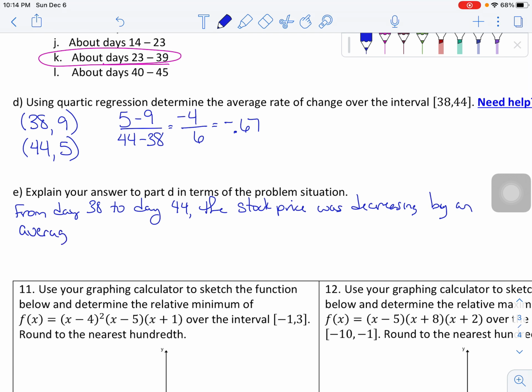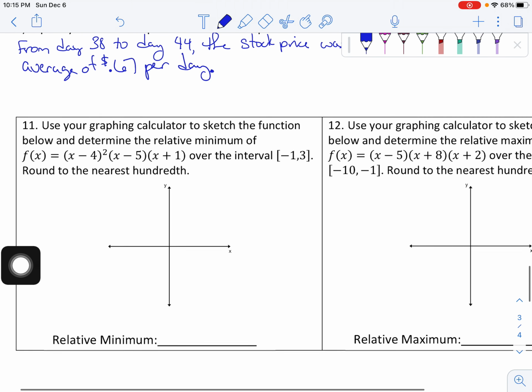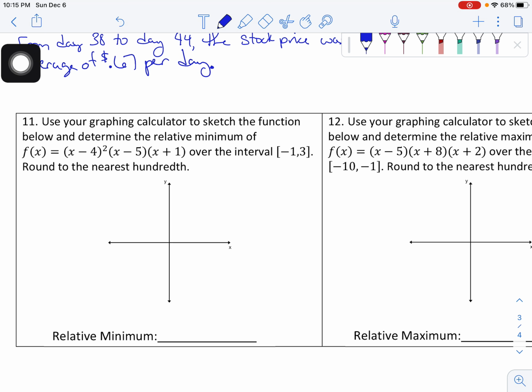by an average. Let me actually pinch in here so you can see it all. By an average of 67 cents per day. Okay. So over the course of that time, every single day, the stock price was dropping or decreasing an average of 67 cents. All right. That's what's going on in that situation. So tell me about the interval. Tell me whether it's increasing or decreasing. And then it's always an average of something per your unit of time on the x-axis. So if this was in years, you would say per year. If this was in months, it'd be per month.